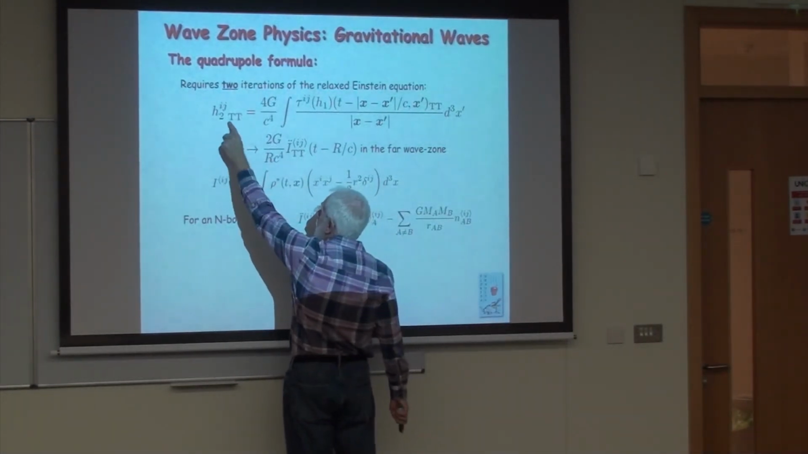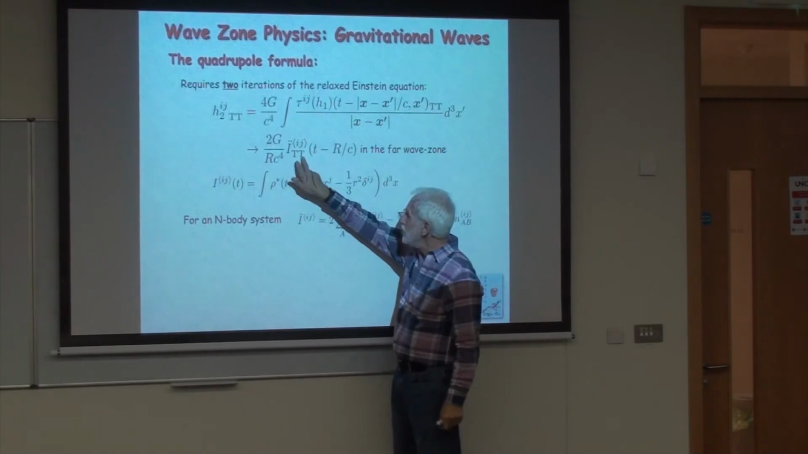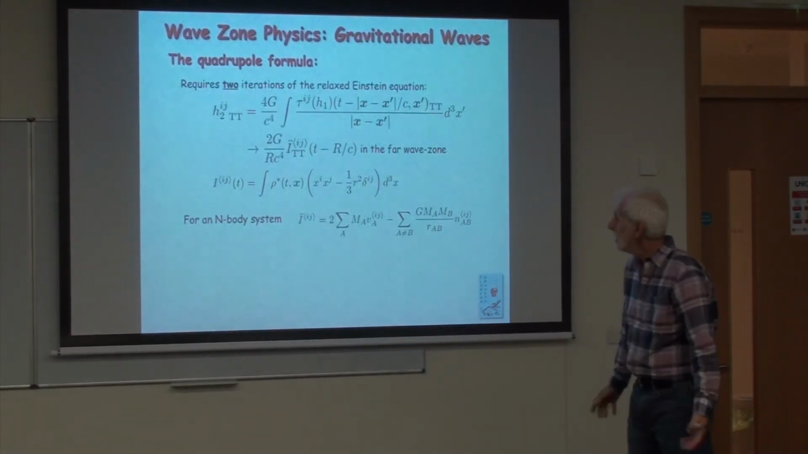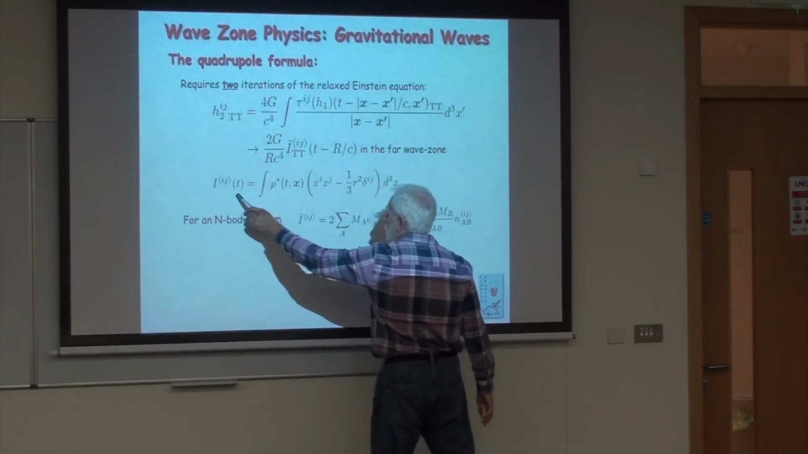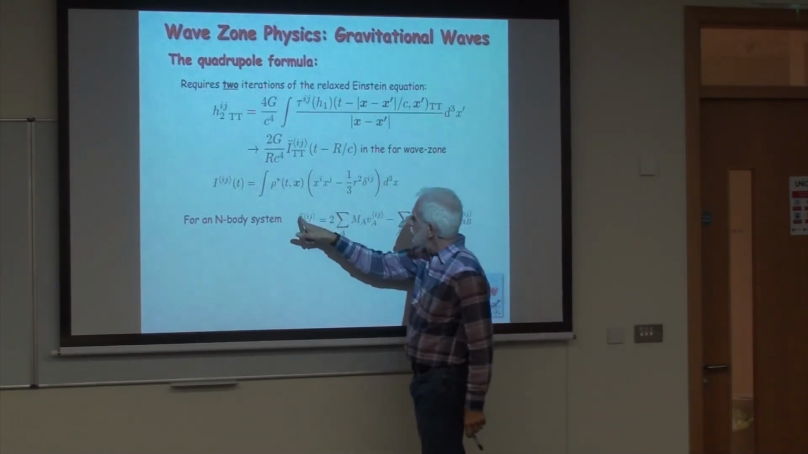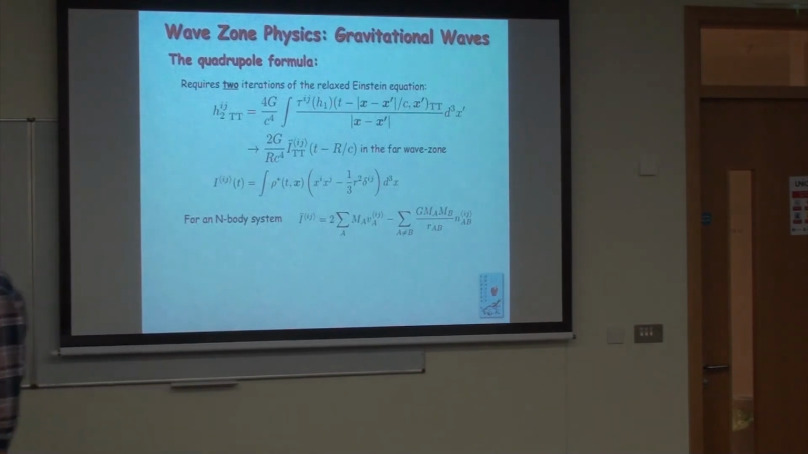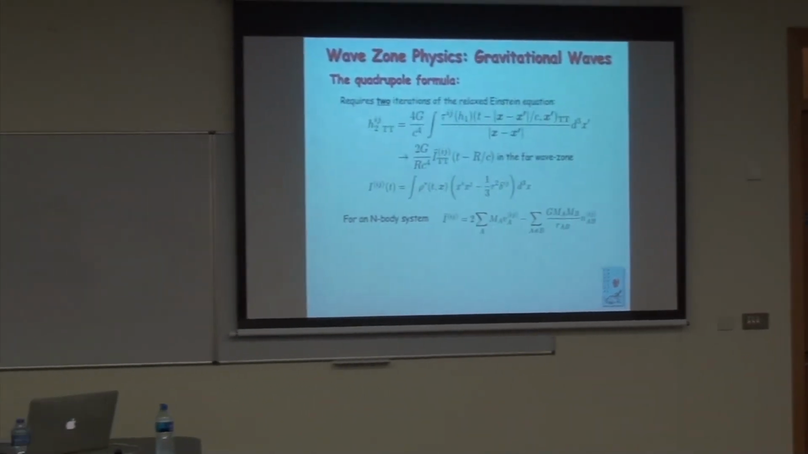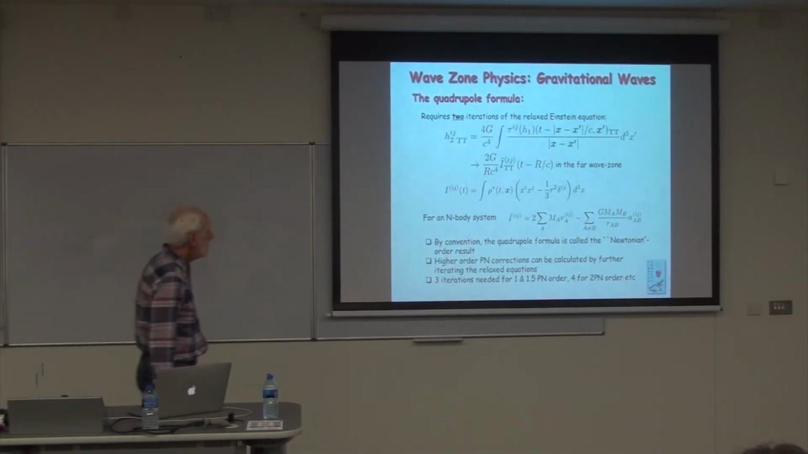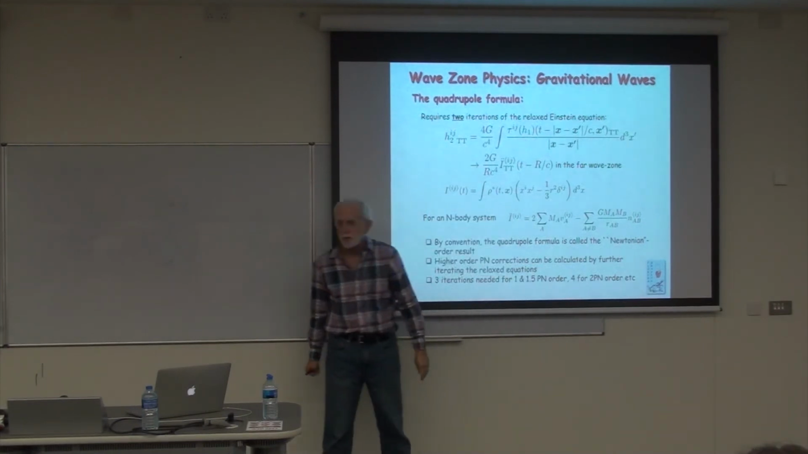Okay, remember our detector responds to only the transverse traceless part, so it's only the TT part that matters. And it turns out that if you're only looking at the TT part, you can put an STF bracket around here. It's symmetric trace-free because the TT makes it trace-free anyway. And this symmetric trace-free quadrupole moment is just given by that expression. And for an n-body system, you can calculate the two time derivatives using Newton's laws, and you get that expression.